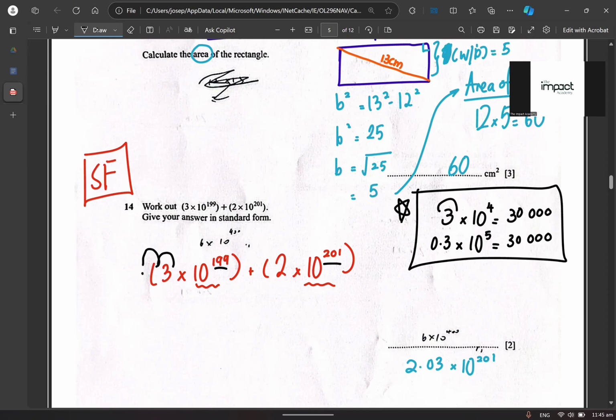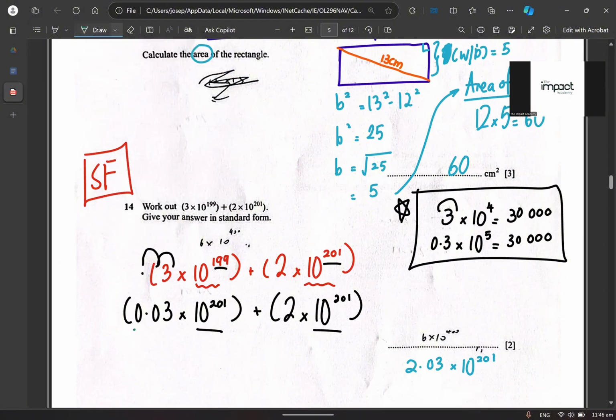Now it becomes 0.03, true? Times 10 to the power of 201. Agree or disagree? It's the same thing. Isn't this the same thing? You get what I'm trying to say? It's just that I represent it differently. Plus 2 times 10 to the power of 201. Wow, now you can see that both are times 10 to the power of 201. Agree or disagree?